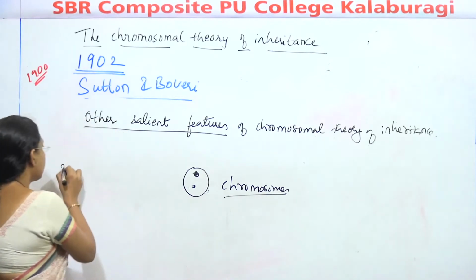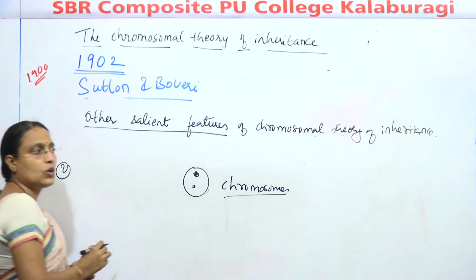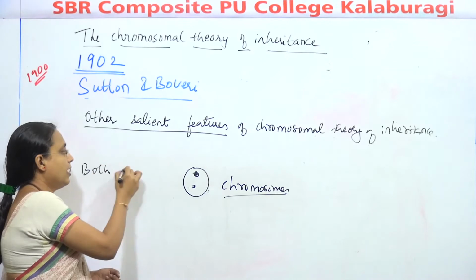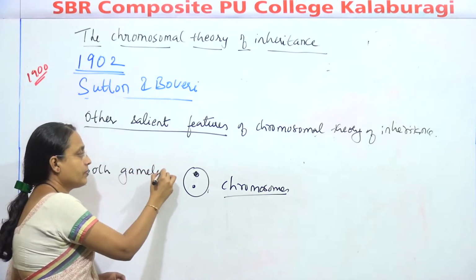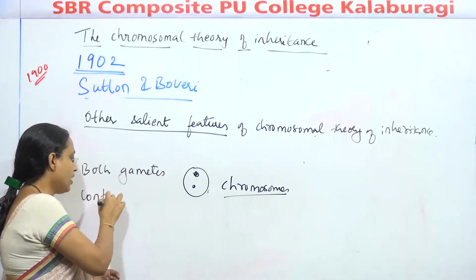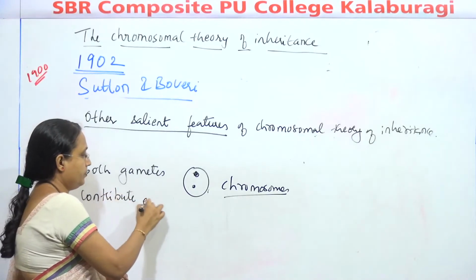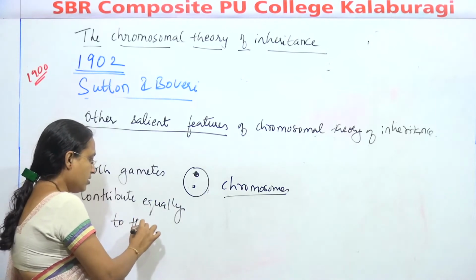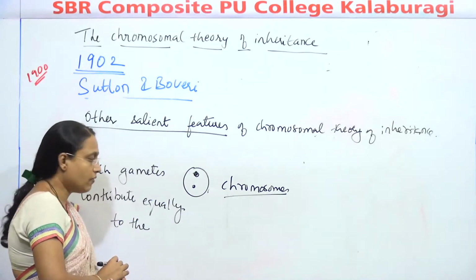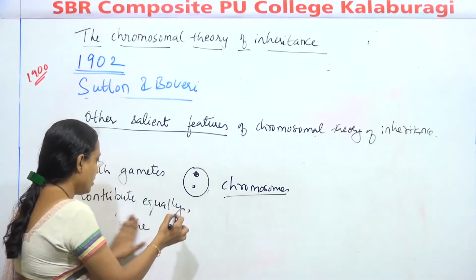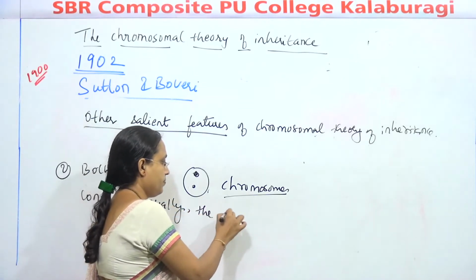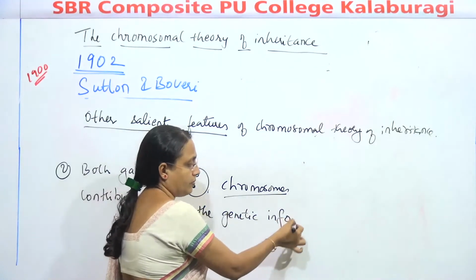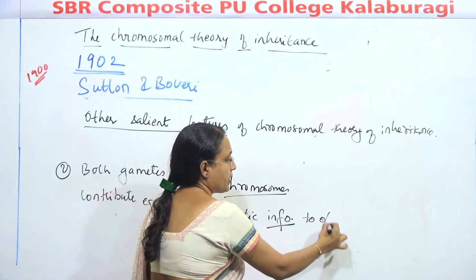Therefore comes the second point. What is the point here? Both gametes contribute equally to the genetic information of the offspring.